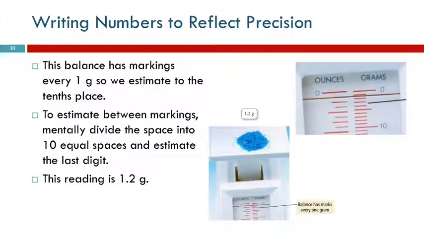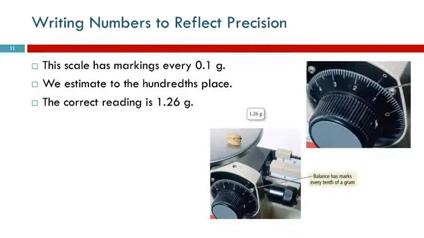It's an estimate. If you asked 5 different people to look at this and record the measurement, you would get some different answers. Some people might say, I think it's 1.1. Some might say it's 1.3. A lot of people might say it's 1.2. There would be differences of opinion, and that's okay. We want to include that uncertain digit because it does give us information, even though it's not certain. Any questions? This is a hard concept for people to get their mind around. Let's look at another one.